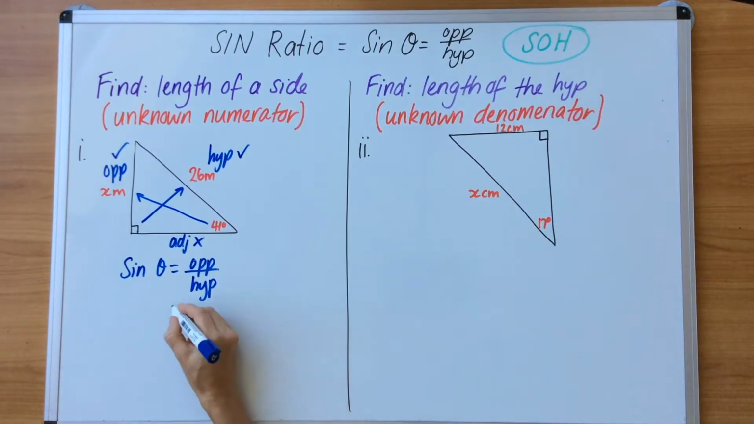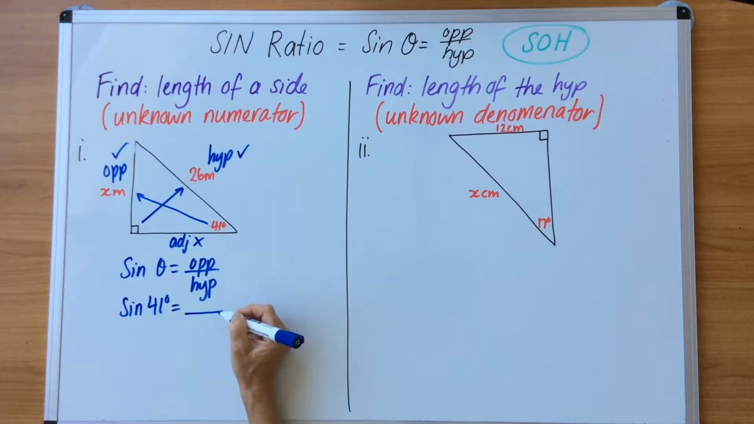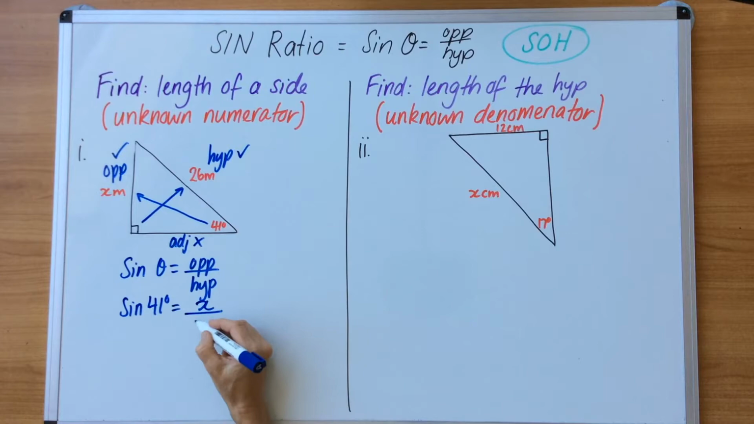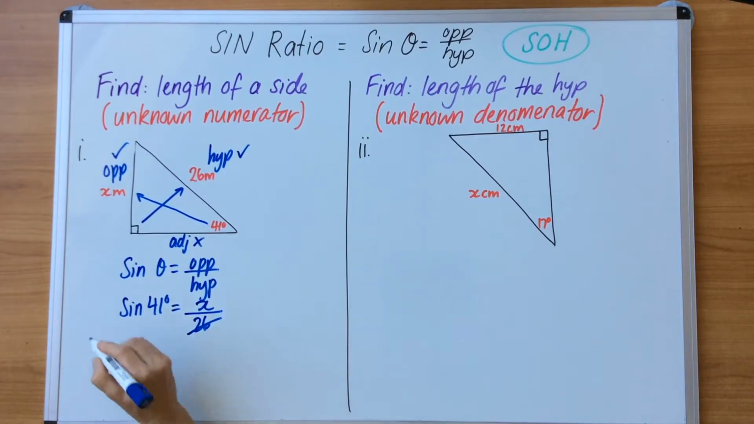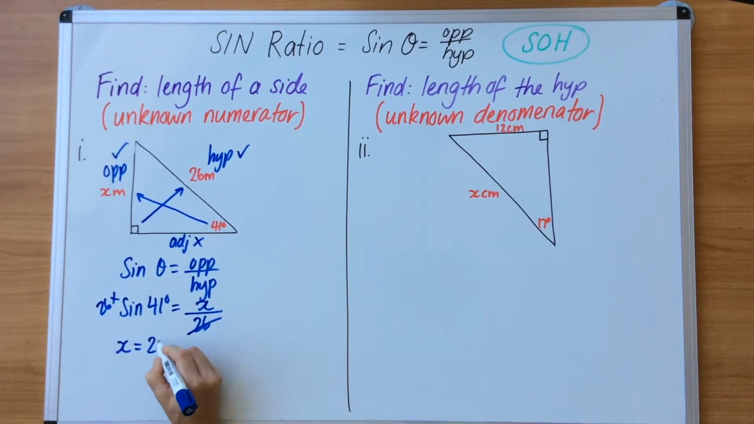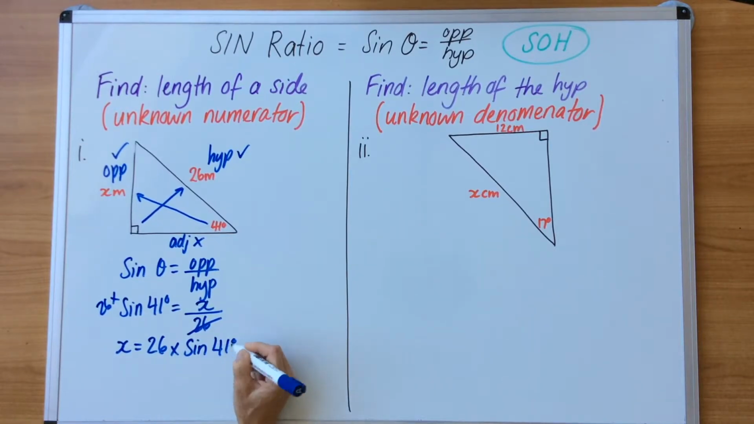So we now need to substitute in. So sine 41 equals the opposite, which is the value of x, over the hypotenuse, which is the value of 26. So from there we have to multiply the denominator and rewrite. So we cross out this denominator of 26, and we give it to the sine. And now we flip it back to front and go x equals 26 times sine 41 degrees.